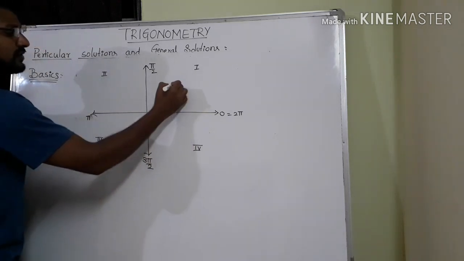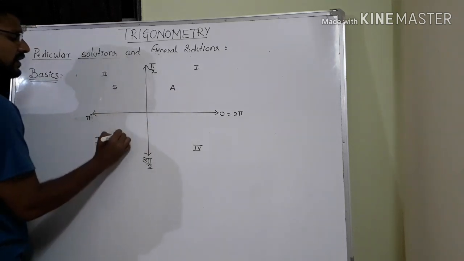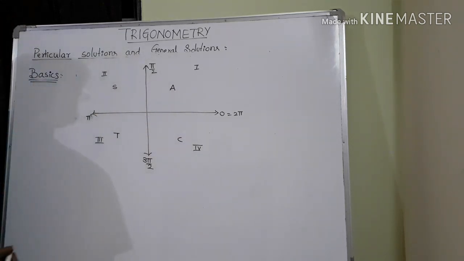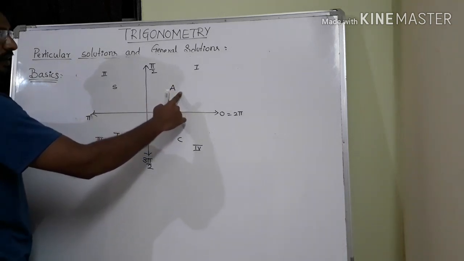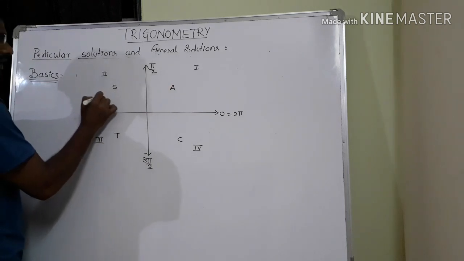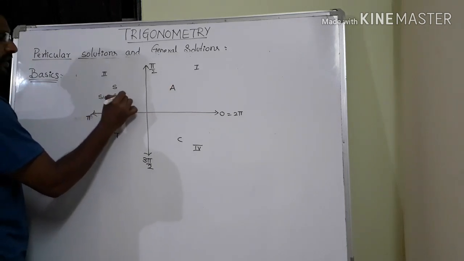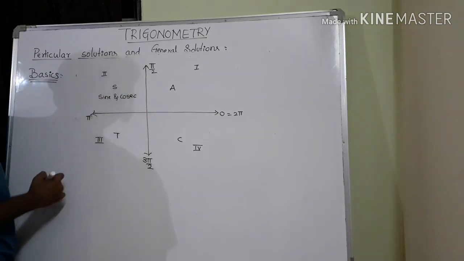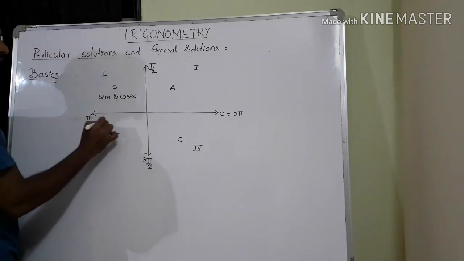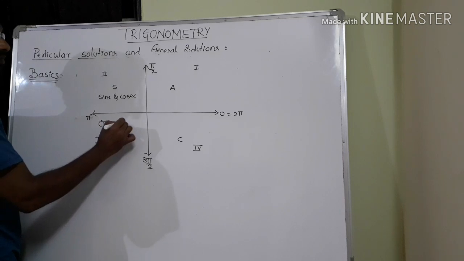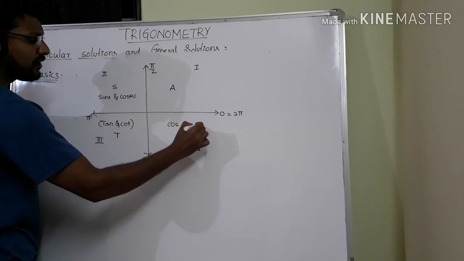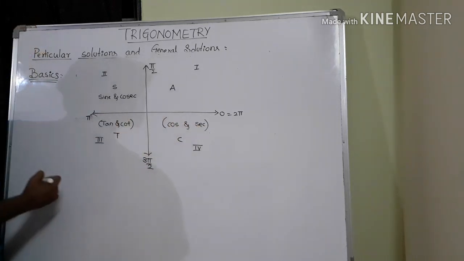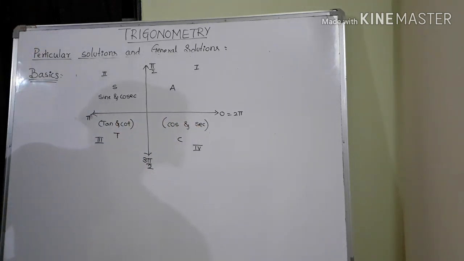And there is a rule called the A S T C rule, which means that in the first quadrant all trigonometric functions will be positive. In the second quadrant, sine and cosec will be positive. In the third quadrant, tan and cot will be positive, and in the fourth quadrant, cos and sec will be positive. So this is one thing you should know. Please pause the video to note it down.